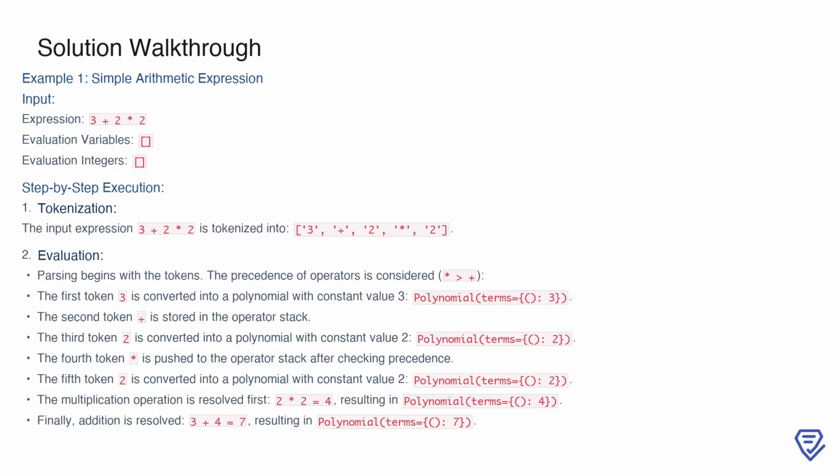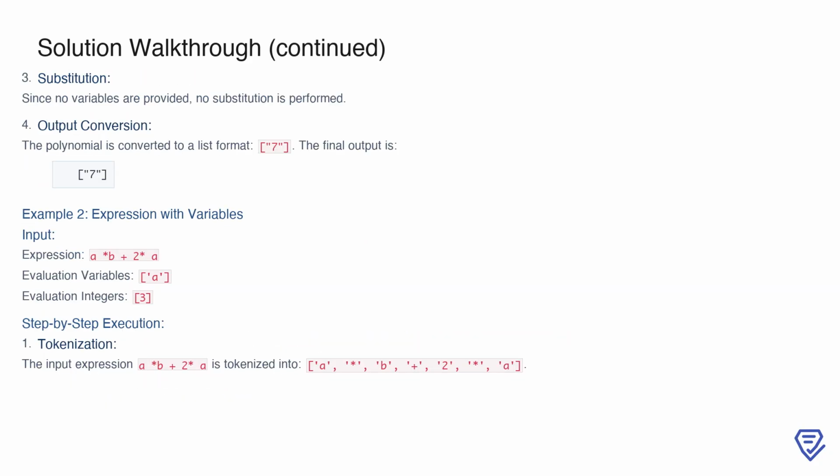Finally, the addition is resolved, resulting in 3 plus 4 equals 7, represented as polynomial terms equals 7. Since no variables are provided in this example, the substitution step is skipped. The final polynomial, which represents the result of our arithmetic operations, is then converted into a list format. This gives us the output, 7. Now, let's move on to a more complex example that includes variables.